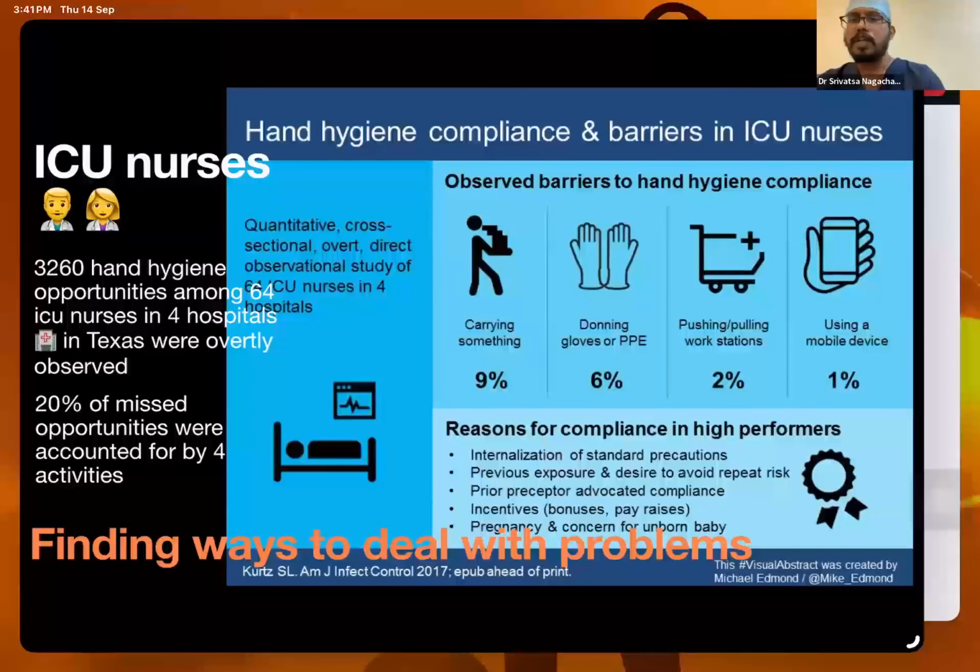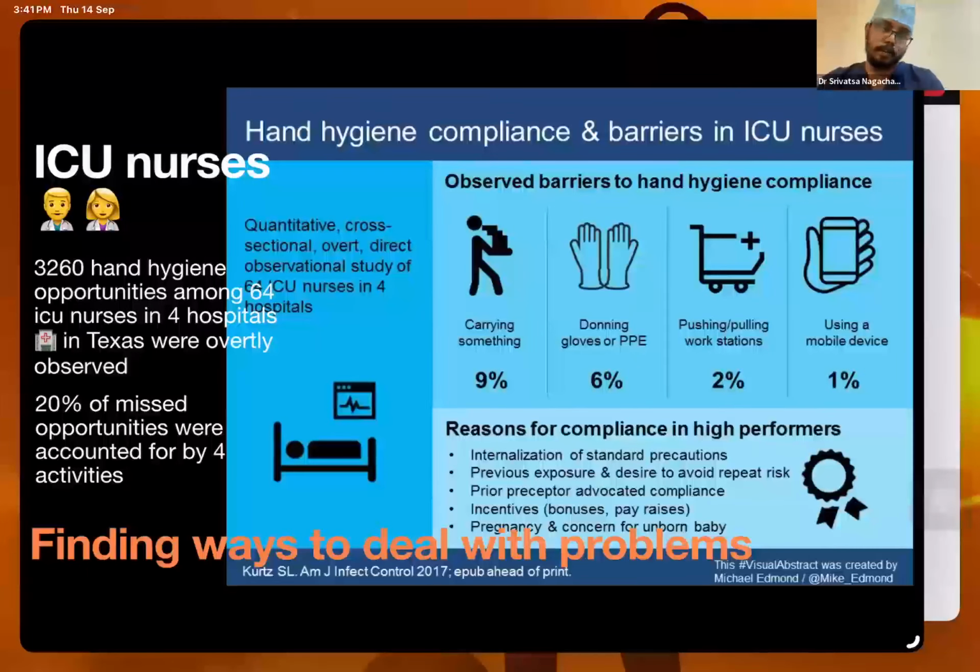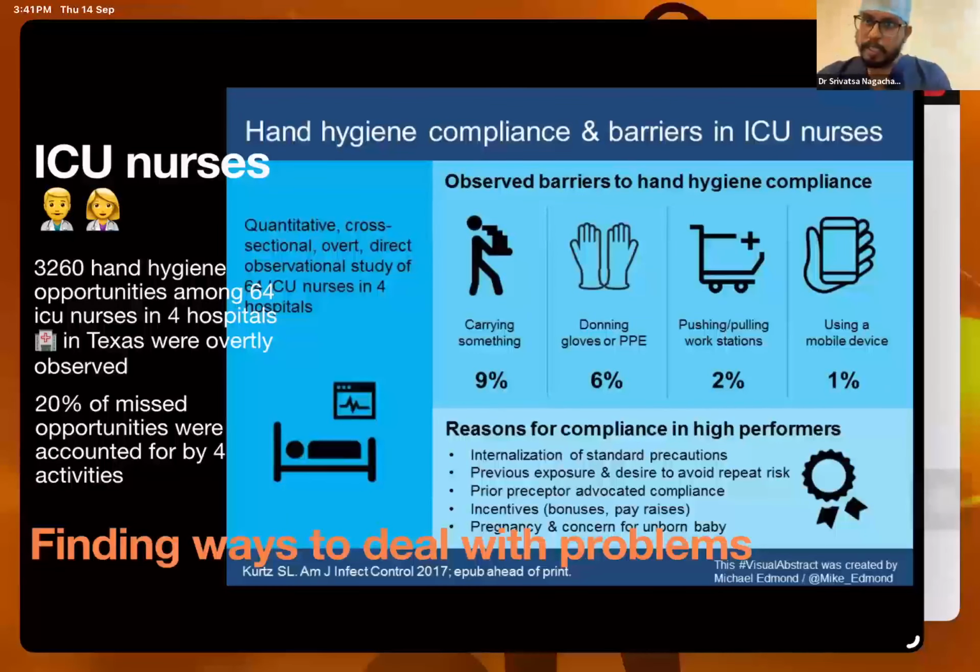And second thing is previous exposure and desire to avoid the repetitive risk. That was another thing, means where they got adequate training. And third thing is prior preceptor and advocated compliance, means people have been advocating that you need to do it, you need to do it. So that's when they did it. And the fourth one was the most important one, incentives, which we all know is necessary, because at the end of the day it is money which matters.